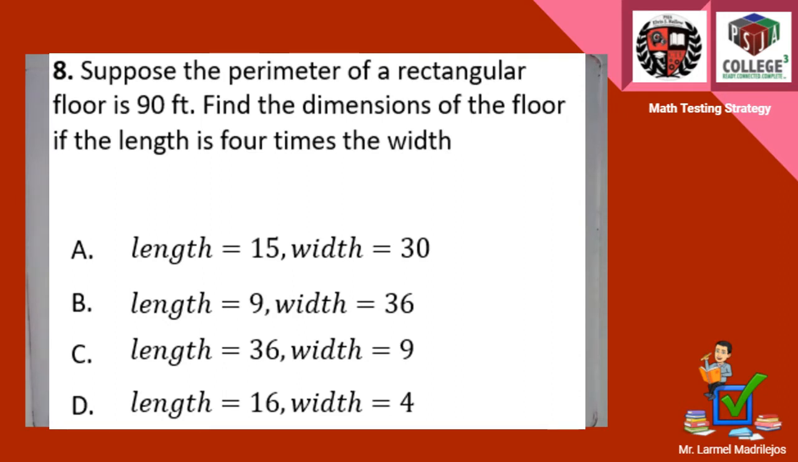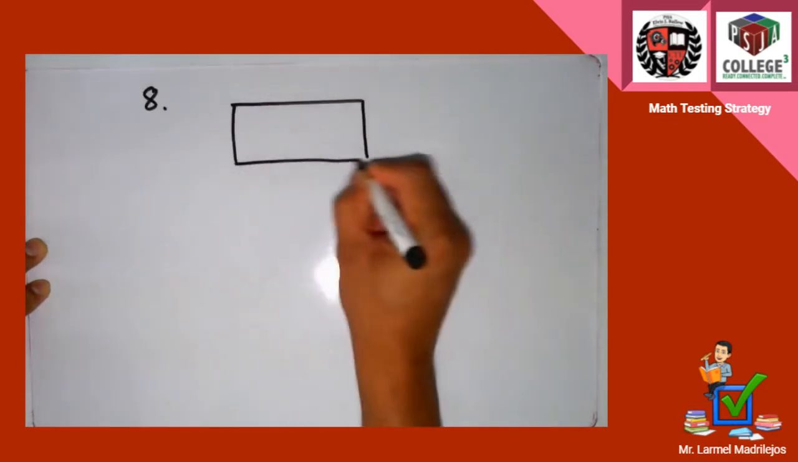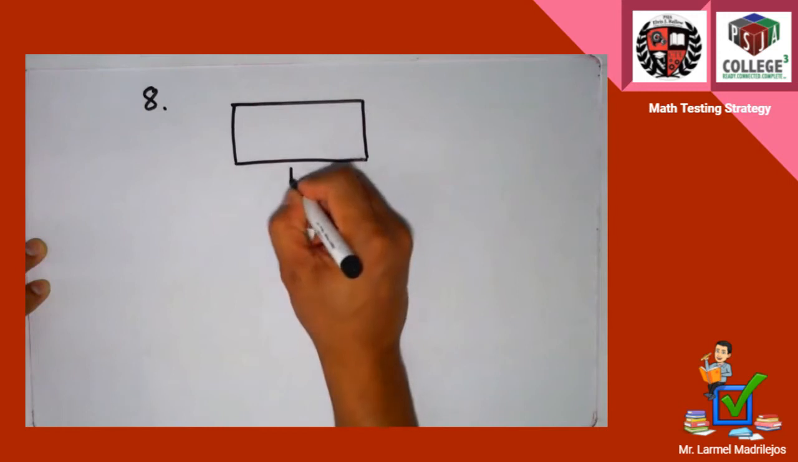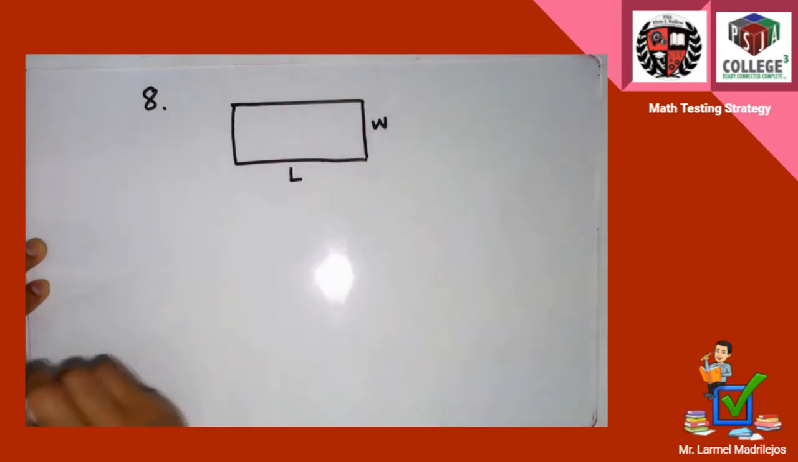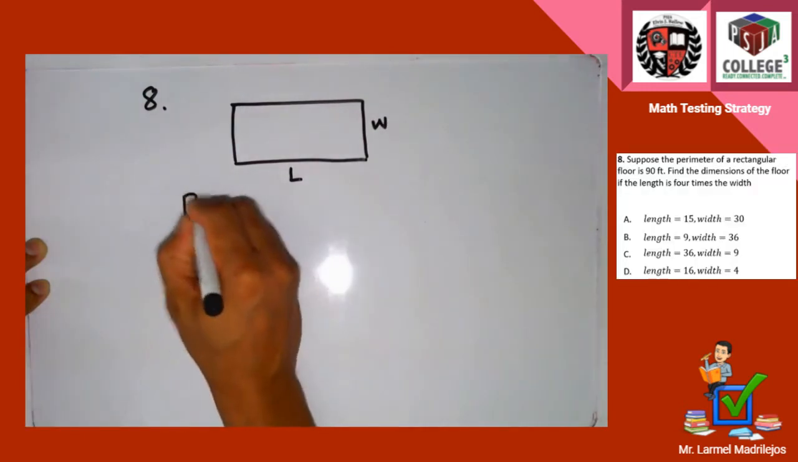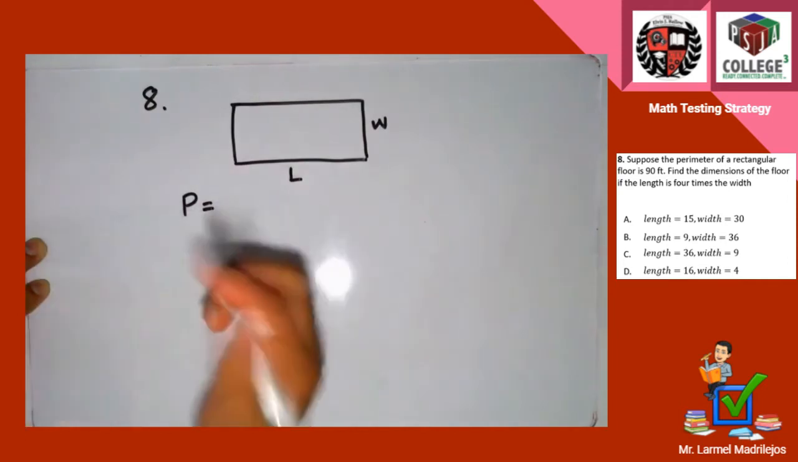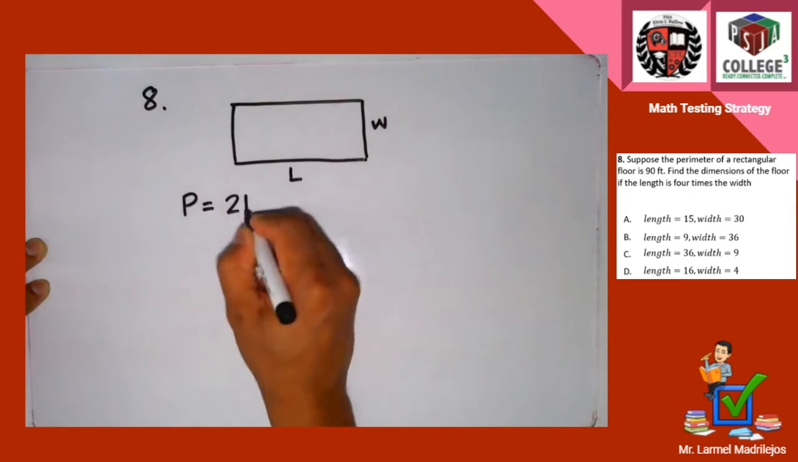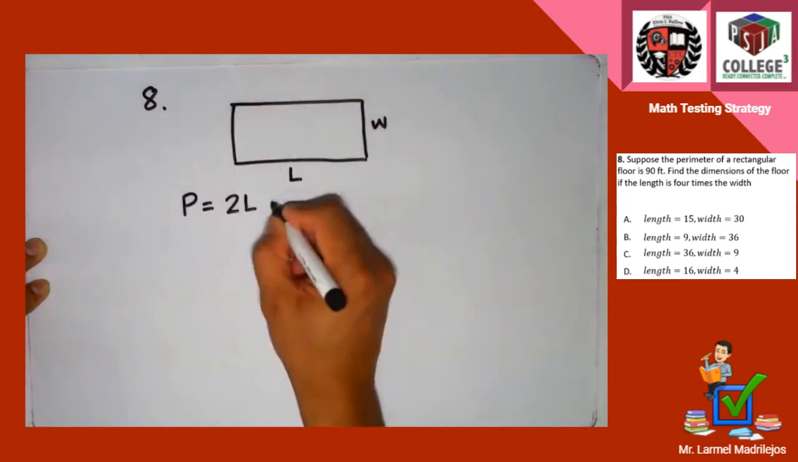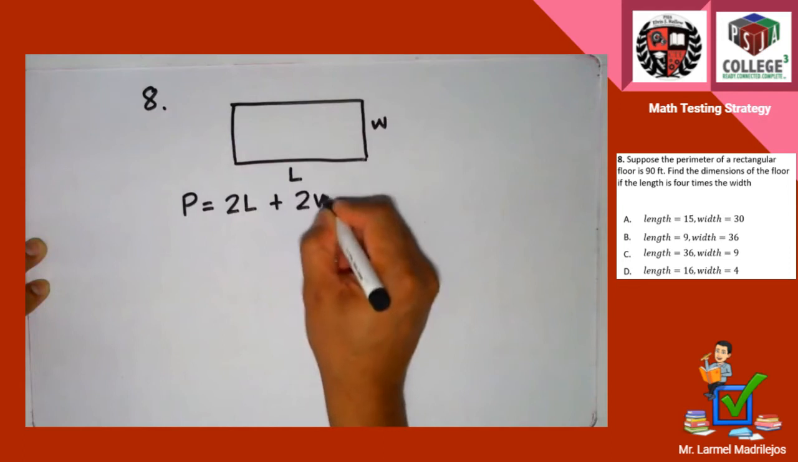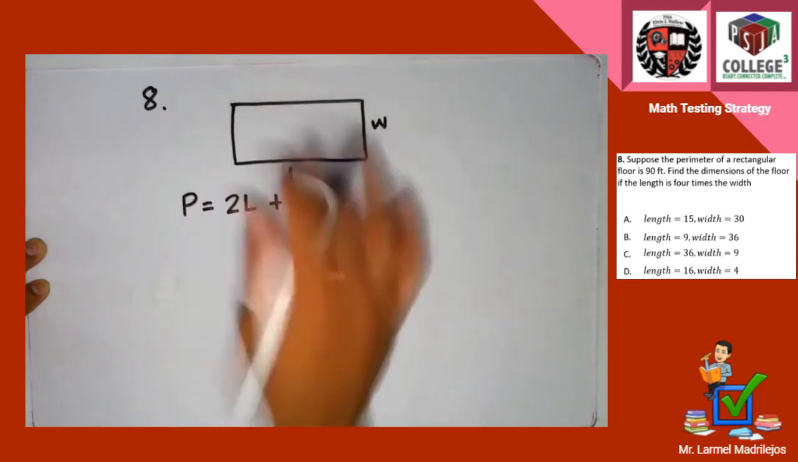Okay. So I'm going to start by trying to draw. So it's a rectangle. We need to visualize what's going on here. Length, the width. And they say the perimeter of a rectangle is 90 feet. We use the formula: 2 lengths, we have 2 here, plus 2 widths, we have 2 on those sides.